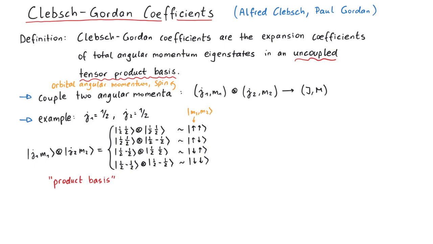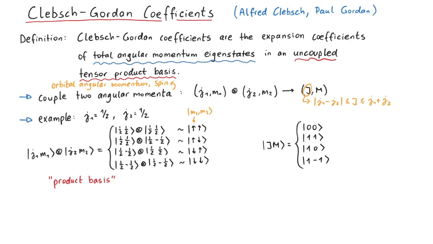Due to the rules of quantum mechanics, the total angular momentum J can have values between the absolute value of J1 minus J2 and J1 plus J2. So J can be 0 or 1. Denoting the states by JM, we again have four possibilities. These are the total angular momentum eigenstates in the definition, or coupled basis for short. If we now ask, what's the connection between the product basis and the coupled basis? The answer are the Clebsch-Gordan coefficients.